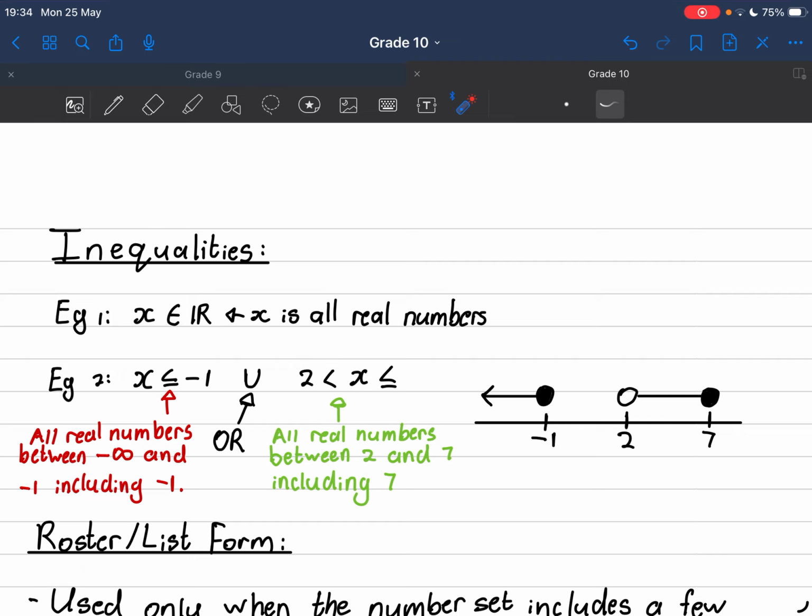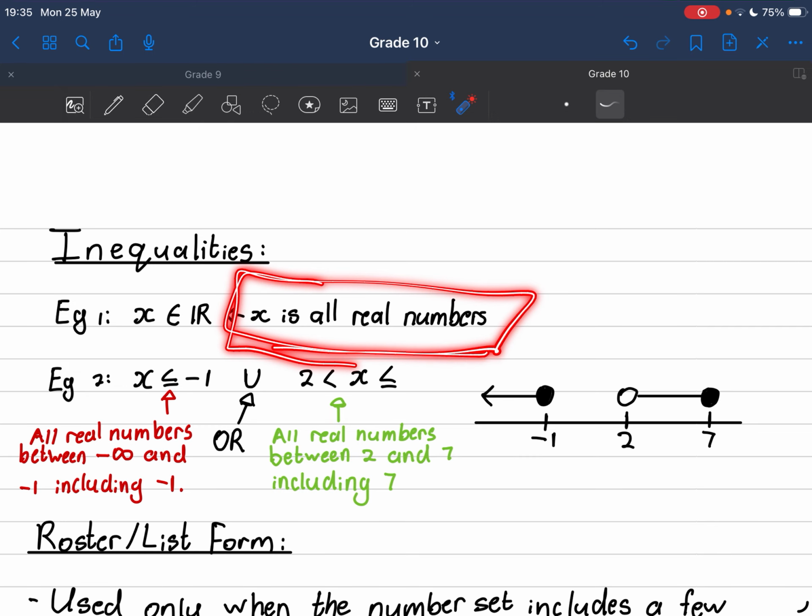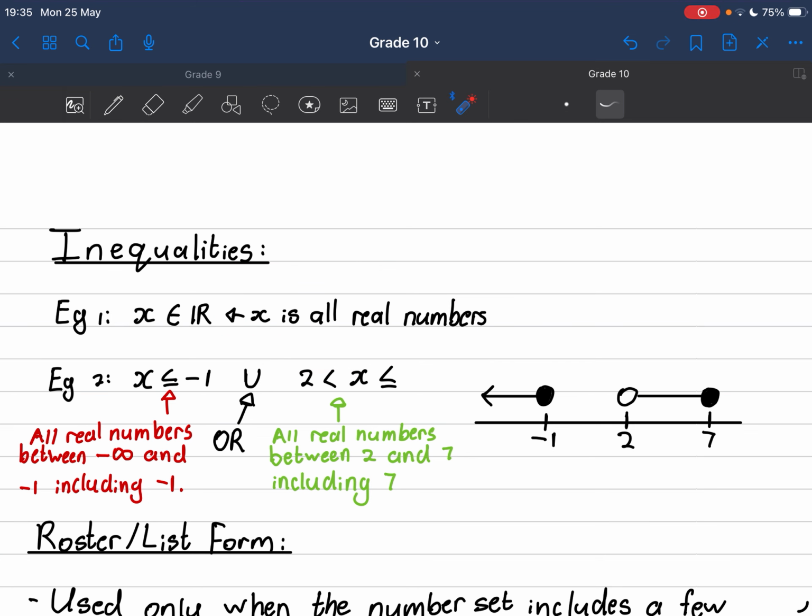So inequalities, the first example I'll talk to you about is this. X is an element of real numbers. That simply means that x is all real numbers. Every single real number on your number line from negative infinity to positive infinity, everything. Okay, then we have these.